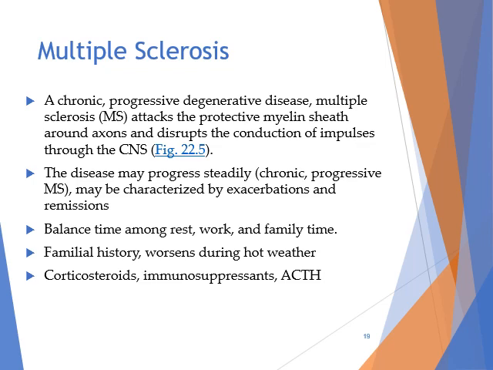Treatment, medical treatment. Because of the chronic progressive nature, the treatment of MS is symptomatic and supportive. Drug therapy during periods of exacerbation may involve adrenocorticotropic hormones, or ACTH, and corticosteroids. Sometimes they may need to be put on immunosuppressant drugs, and those are also used during exacerbations.